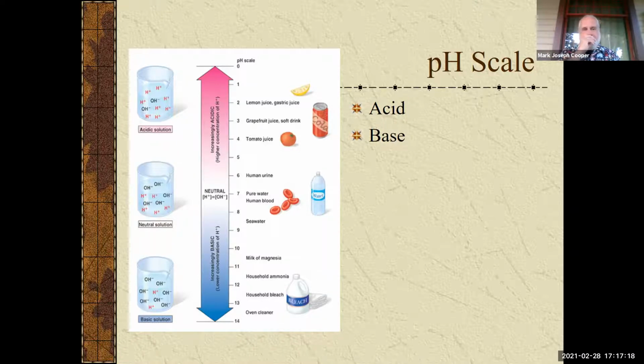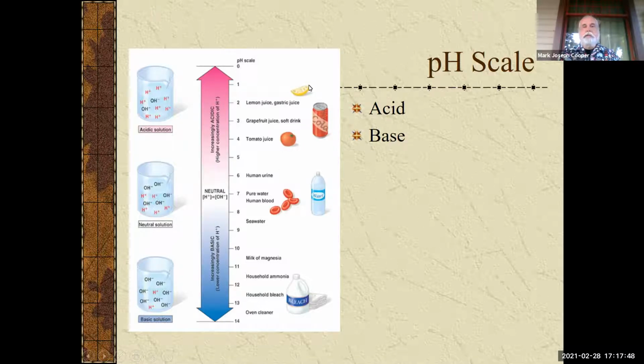So here on the left is a pH scale. I want you to know that scale. 7 is neutral, pure water and human blood. Anything with a pH lower than 7 is considered to be acidic. So anywhere from 7 to 0 is acidic, and the lower the number, the more acidic it is. And then the opposite: anything greater than 7 is a base, and the higher the number, all the way up to 14, the stronger the base.